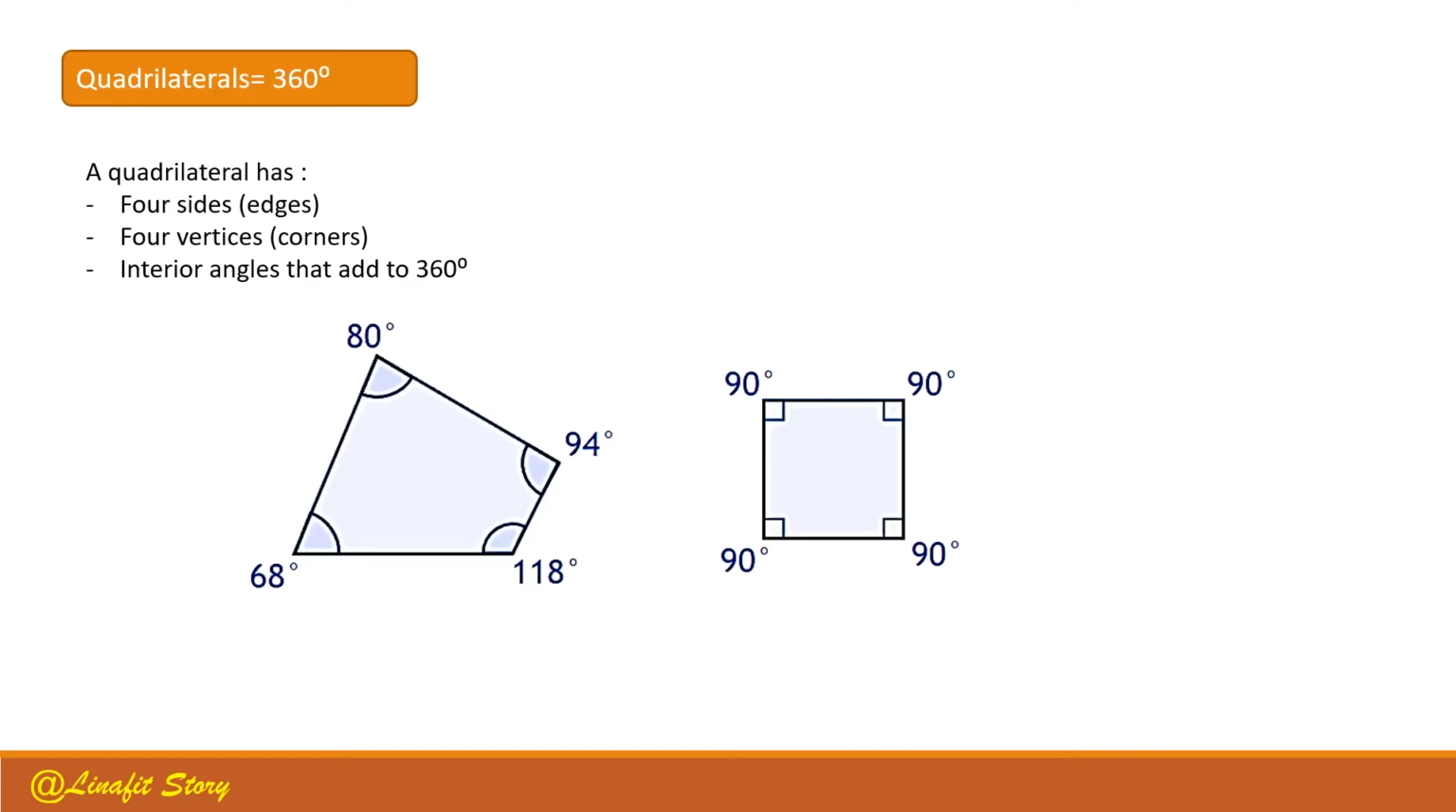The sum of interior angles of a quadrilateral is equal to 360 degrees. A quadrilateral has 4 sides or 4 edges, 4 vertices or corners, and interior angles that add to 360 degrees. So for example, 80 plus 94 plus 118 plus 68 is equal to 360 degrees. 90 plus 90 plus 90 plus 90 is equal to 360 degrees.